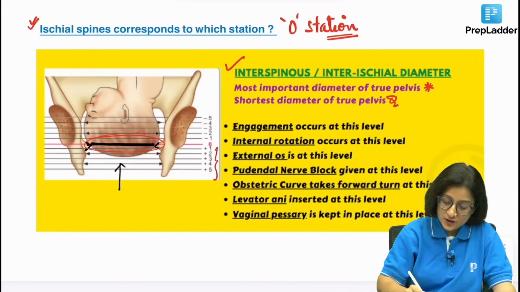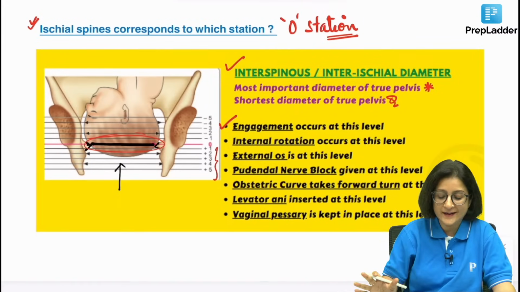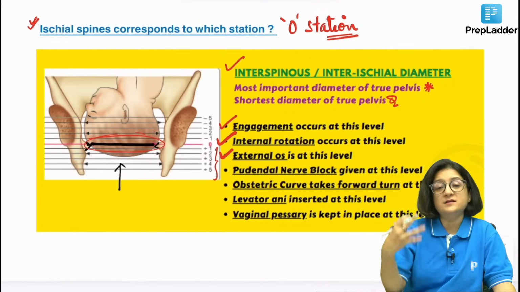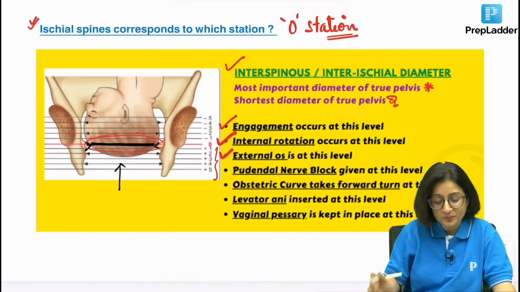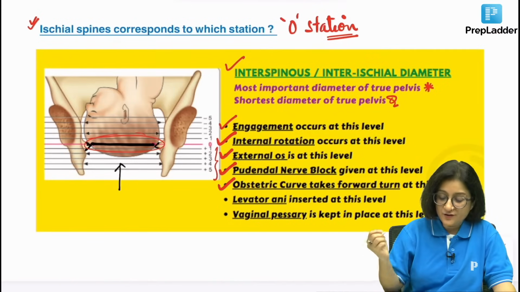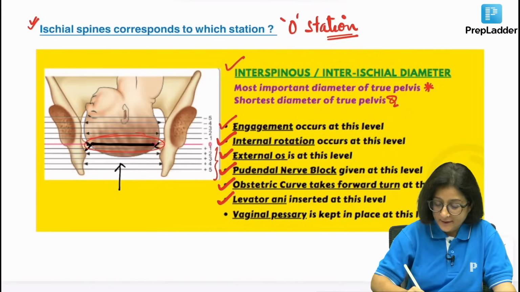Key important features. See, engagement: when the head is engaged, the station should at least be 0. So engagement occurs at this level. Internal rotation also occurs at the level of ischial spines. The external os is also suspended and held at this level. Pudendal nerve block is also given at this level. The obstetric curve of Carus also takes a forward turn at this level. The levator ani are inserted at this level.